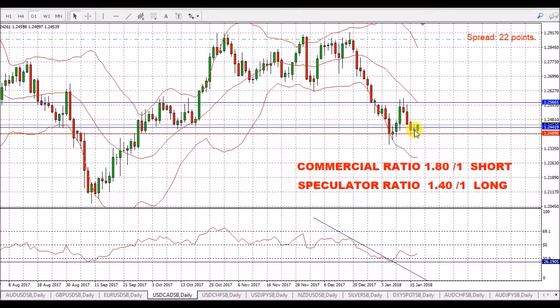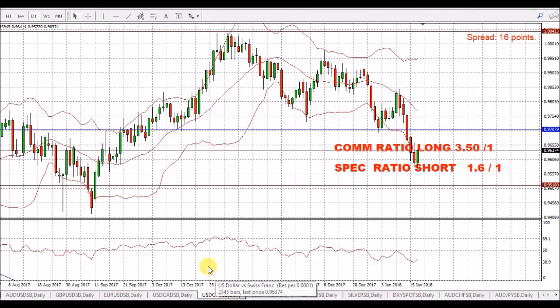Now, last night we were down here somewhere, so I am expecting the commercials to have increased their position short, but we'll see that on Friday because it's Tuesday night when they take the call for the CFTC, and we'll see how that's reflected in the figures on Friday.